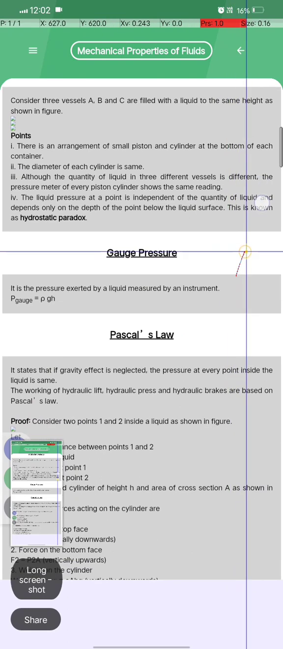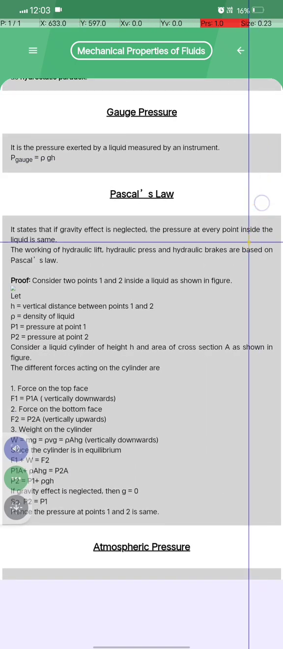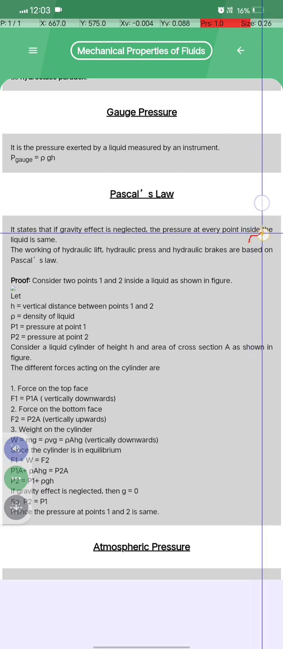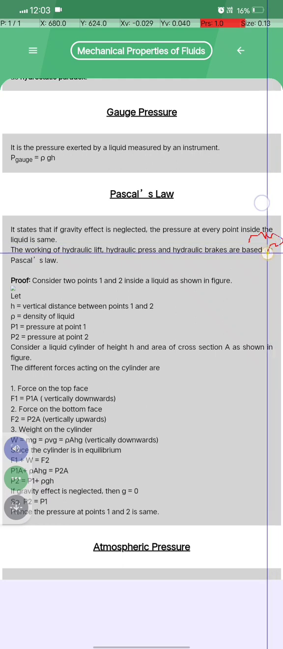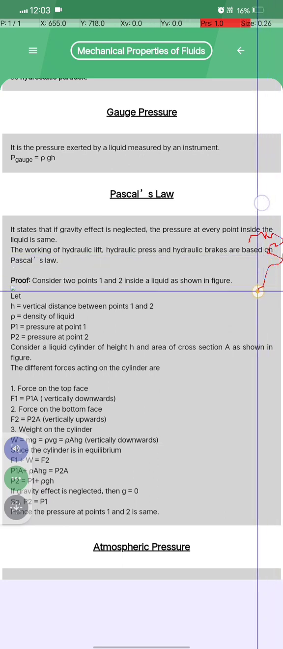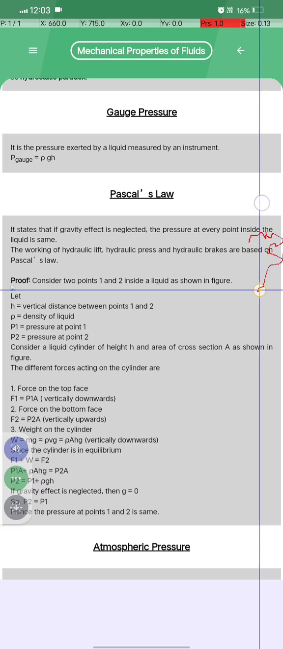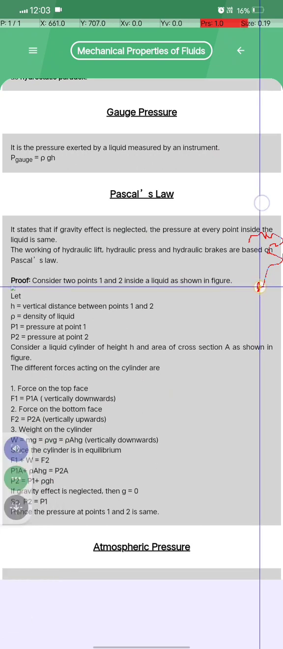After that, what is gauge pressure? It is the pressure exerted by the liquid, measured by an instrument. P gauge is equal to ρgh. And what is Pascal's law? Pascal's law states that if the effect of gravity is neglected, the pressure exerted at every point inside the liquid is the same. The working of the hydraulic lift, hydraulic press and hydraulic brakes are based on Pascal's law. Okay, keep in mind that all hydraulic machines are based on Pascal's law. Okay, now for its proof, consider two points 1 and 2 inside the liquid as shown in the figure.